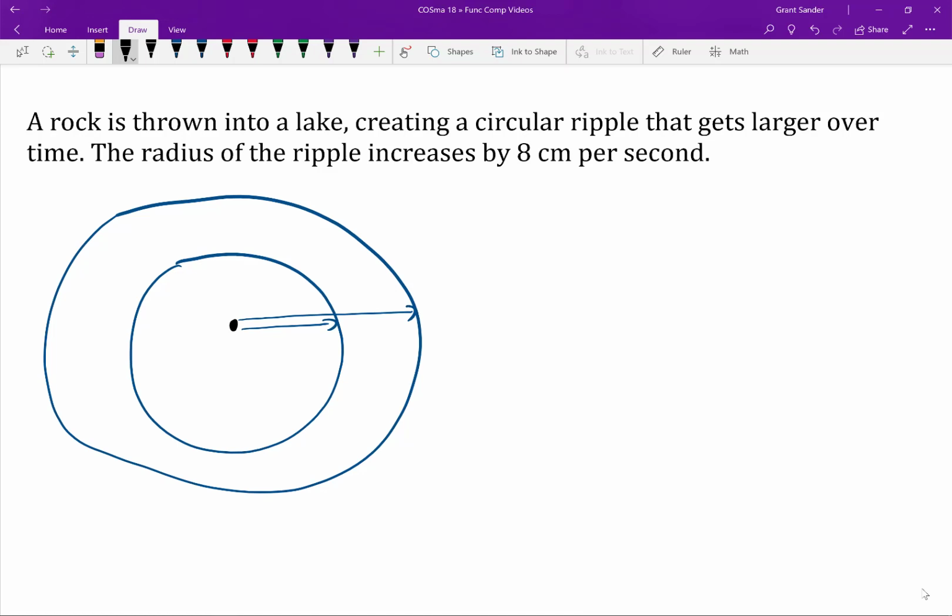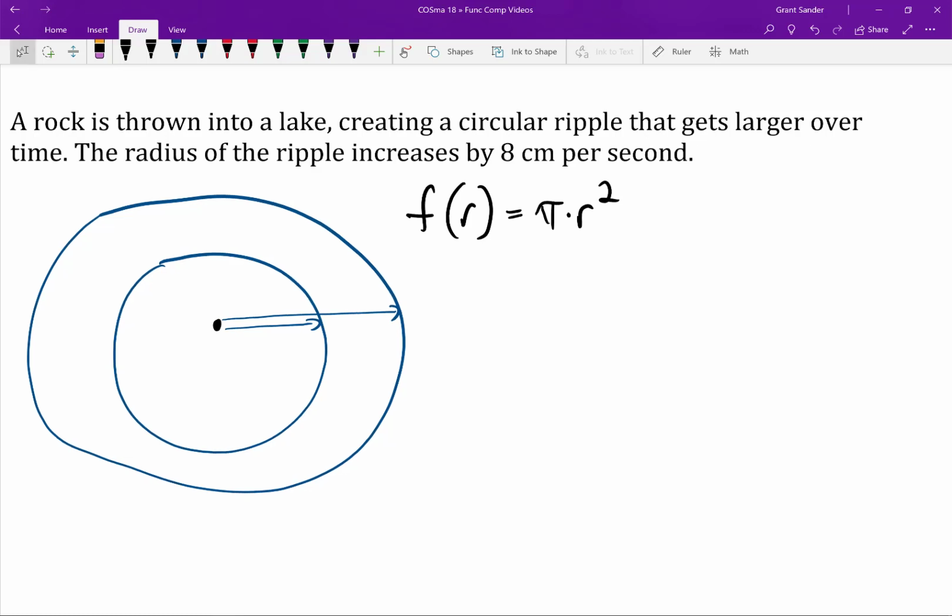Let's define a couple functions to help us out here. If we know the radius of the circular ripple is r centimeters, then we define a function f that gives us the area of the circular ripple in square centimeters. So f of r would be equal to pi r squared, because that gives us the area of the circular ripple in terms of the radius r.